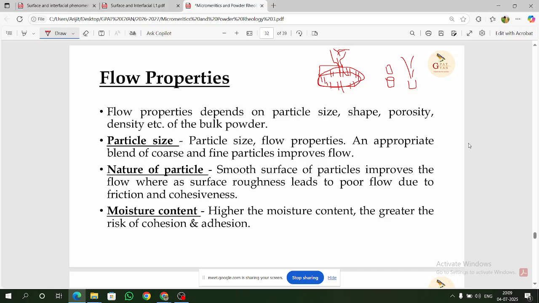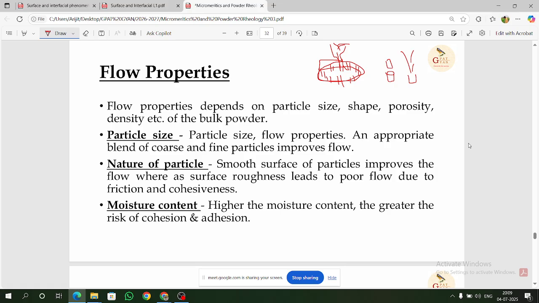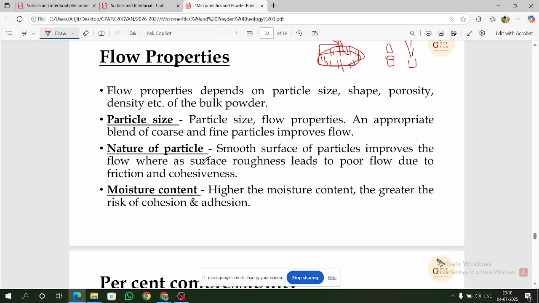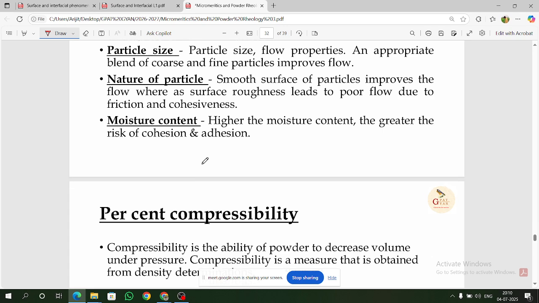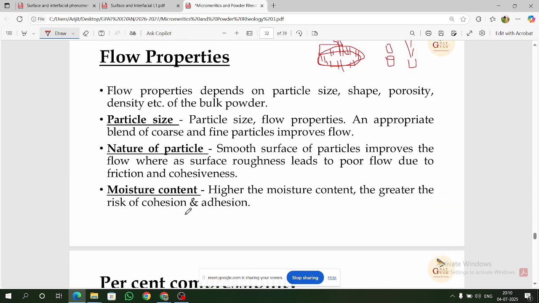You can consider the size, shape, porosity. Particle size: if it is not a fine particle but a coarse particle, then obviously its flow property will not be good. Fine particles improve the flow, that is very basic. And there are more points, like hygroscopicity, which I mentioned. Hygroscopicity means the ability of any compound to hold, to attract moisture.